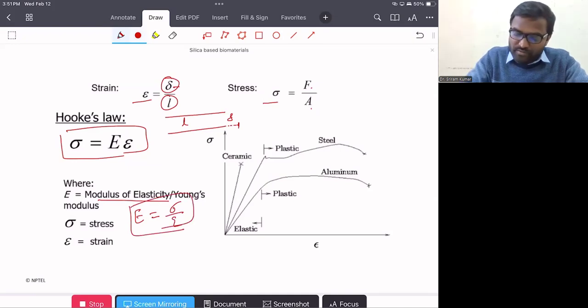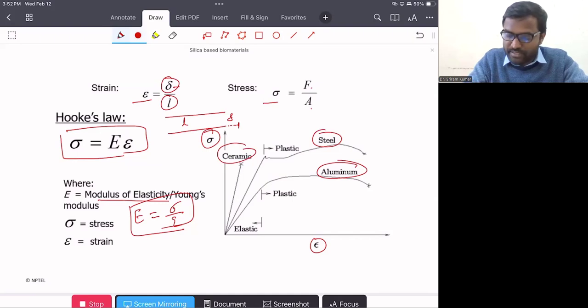If we plot the stress against the strain, we will get a curve for different kinds of materials. Here we have three kinds of materials: one is aluminum, one is steel, and the third is ceramics. So now let's understand.